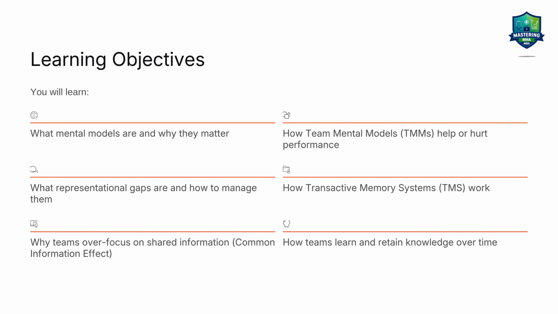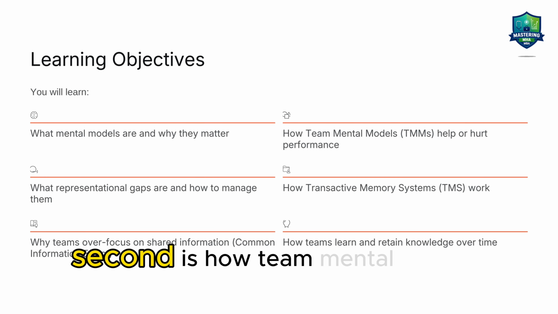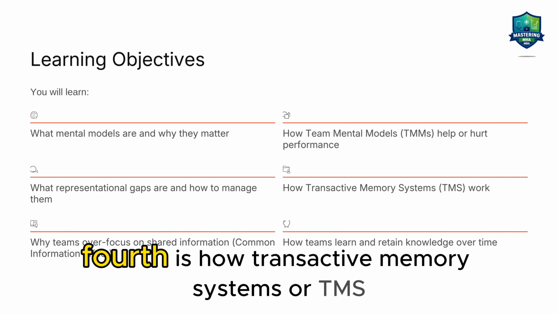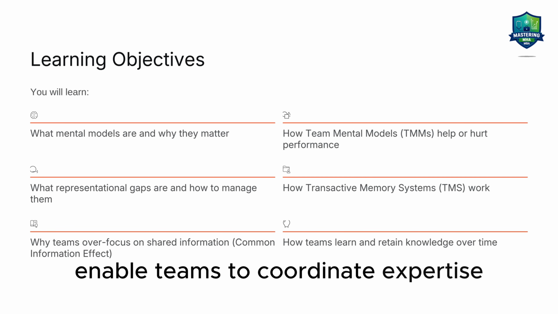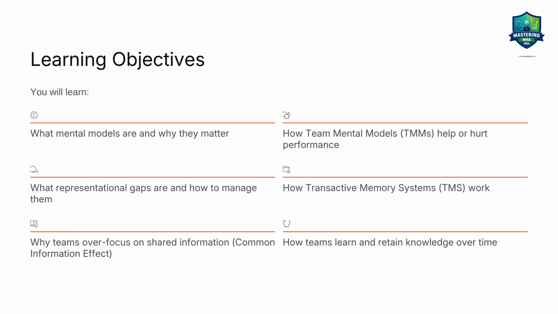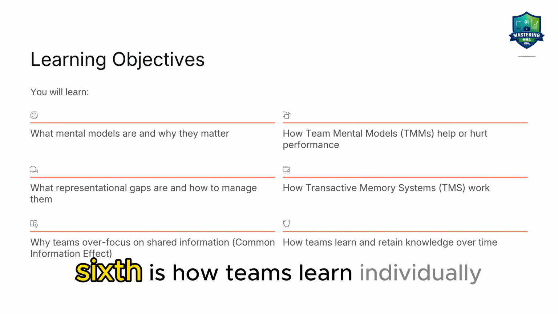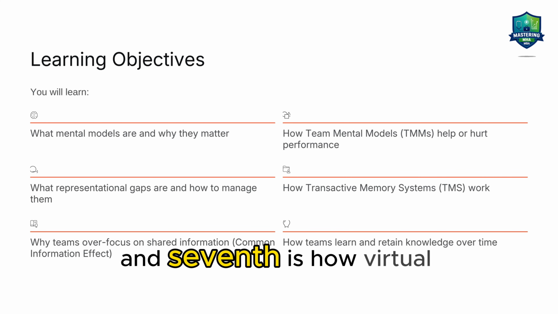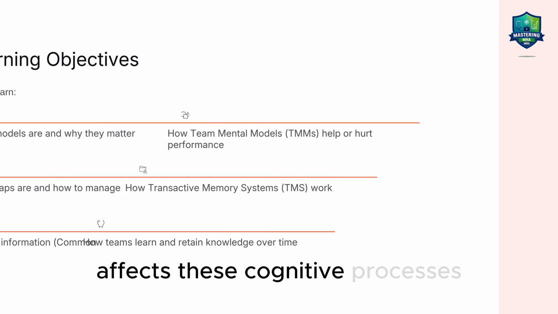Learning objectives. In this lesson you will learn, first, what mental models are and how they guide team behavior. Second, how team mental models align or clash. Third, the concept of representational gaps and how they create conflict. Fourth, how transactive memory systems, or TMS, enable teams to coordinate expertise. Fifth, the common information effect and the problem of hidden profiles. Sixth, how teams learn, individually, collectively, and through structured reviews. And seventh, how virtual collaboration affects these cognitive processes.